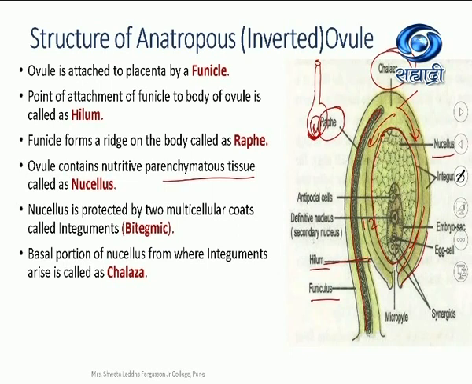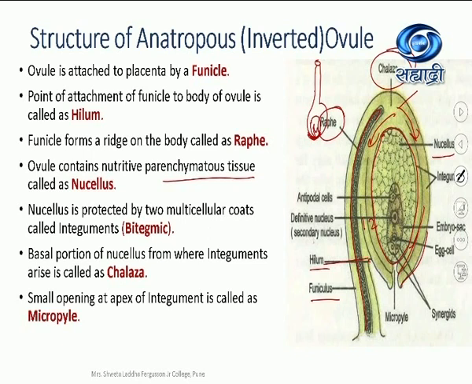Names are difficult. Read them again and again. You will learn them by heart. And I will suggest you draw this diagram with me. The small opening present at the apex of the integument is called the micropyle. This opening which is present at the tip is called the micropyle. I repeat: funicle, the stalk; raphe; the point where the funicle attaches to the body, hilum. Then this base is the chalaza. From the chalaza, what is arising? Two integuments, so bitegmic. The nutritive parenchymatous layer is called the nucellus, and this opening at the other end is the micropyle.